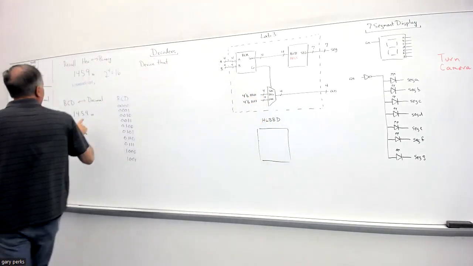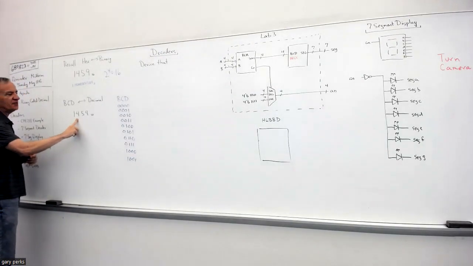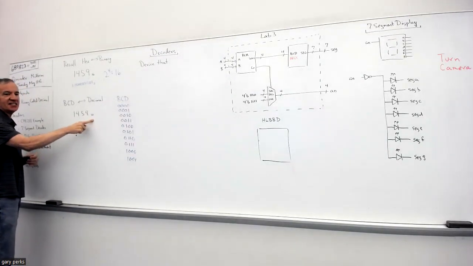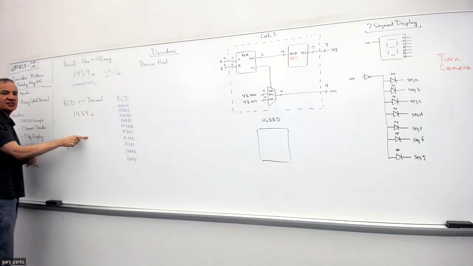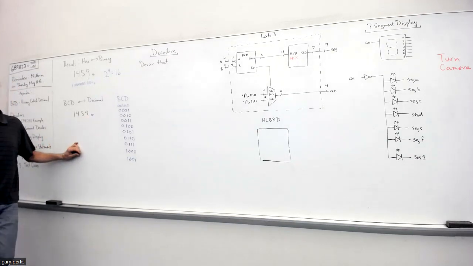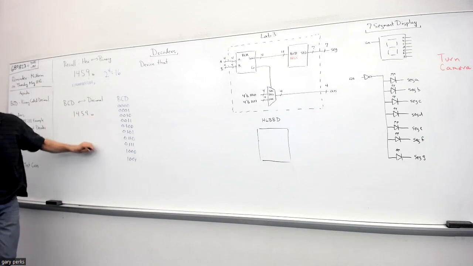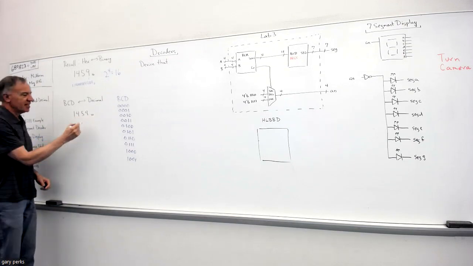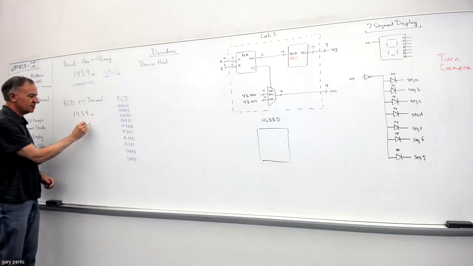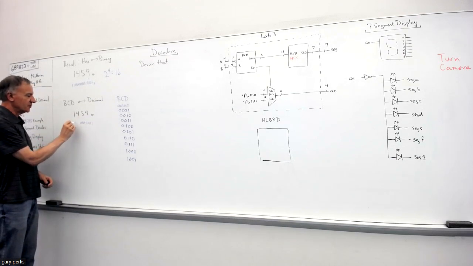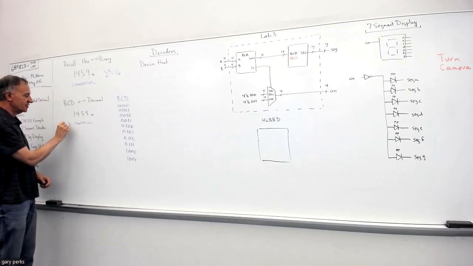So now, if I have 1459 in base 10, and I want to show it as BCD, I just write each decimal digit as a 4-bit binary BCD. So this 9 would be 1001, this 5 would be 0101, this 4 would be 0100, and this 1 would be 0001.